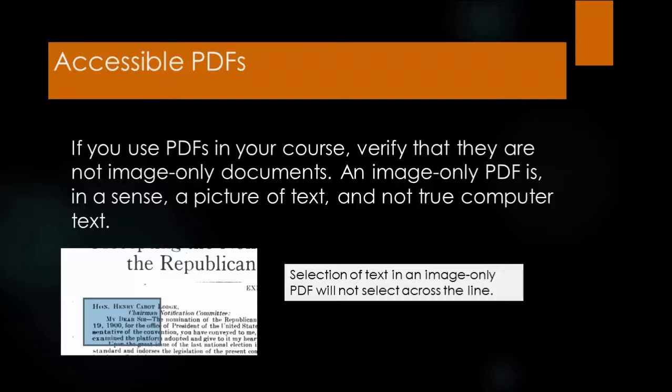An image-only PDF is, in a sense, a picture of text, and not true computer text. Screen reader users are completely locked out of these types of documents. You can determine if a PDF is image-only by trying to copy and paste text from the document. If you cannot select and paste text into a Word document, for example, then the PDF is probably image-only.